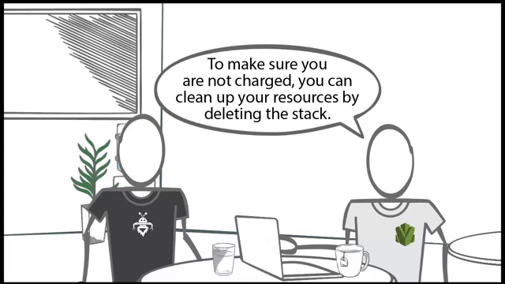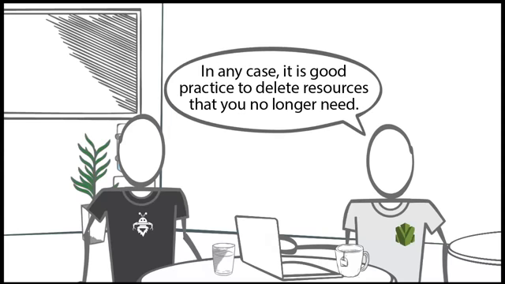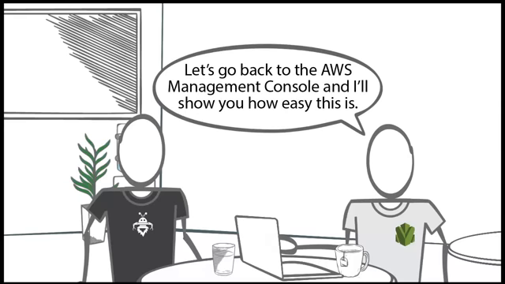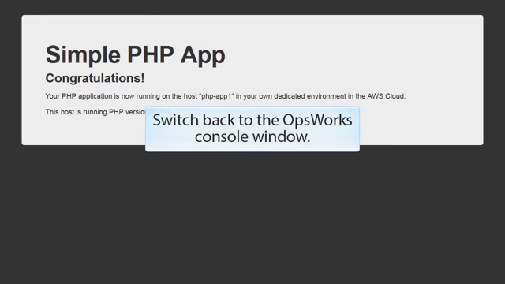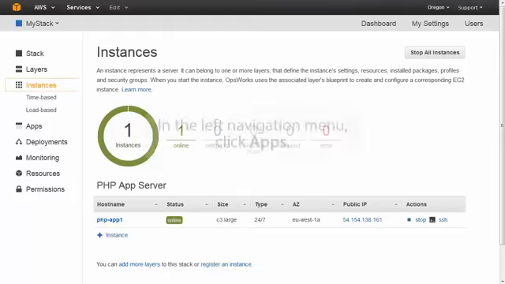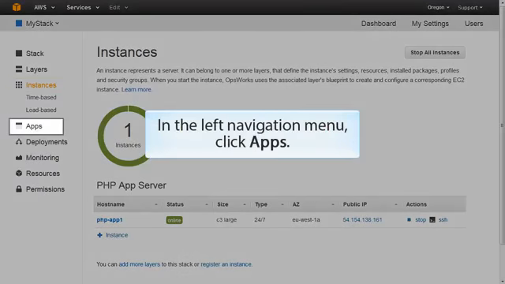To make sure you are not charged, you can clean up your resources by deleting the stack. In any case, it is good practice to delete resources that you no longer need. Let's go back to the AWS Management Console and I'll show you how easy this is. Before you can delete a stack, you have to delete the apps and instances deployed by it. To do so, switch back to the OpsWorks console window. In the left navigation menu, click Apps.